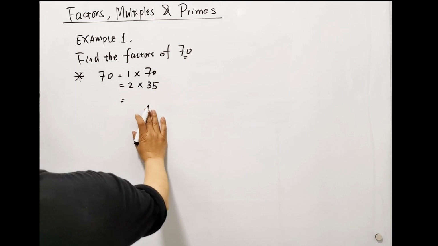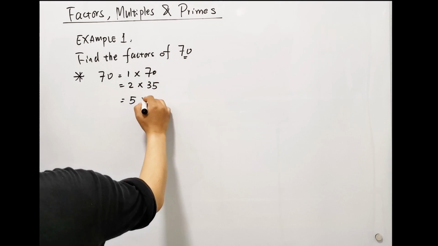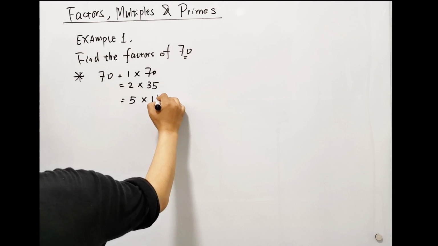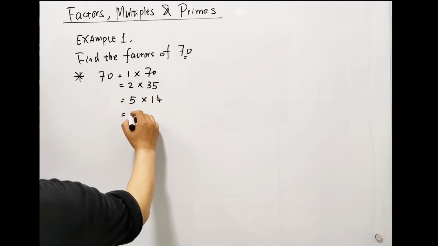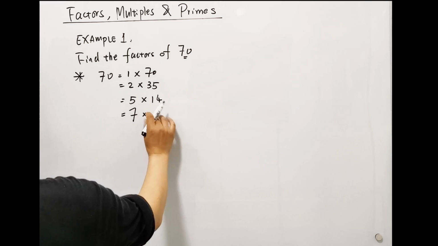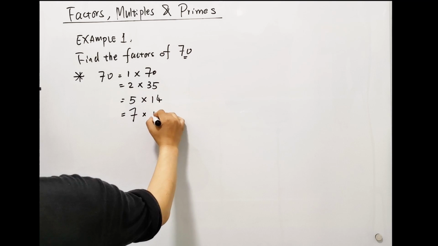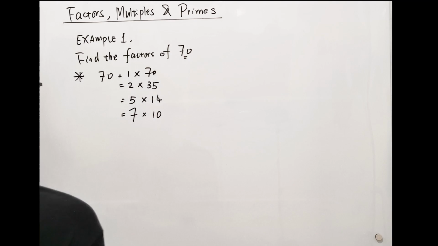3 cannot. Then 5. 5 times how much? 14, right? The next one is 7. 7 times how much? 7 times 10. Right? So what are the factors?